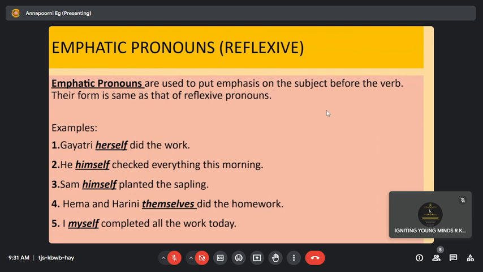Hema and Harini themselves did the homework. Hema and Harini, plural, two people. That's why I'm using themselves. I myself completed all the work today. Okay. So this is how you have to use emphatic pronouns.